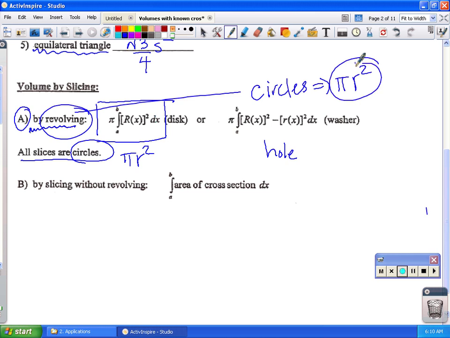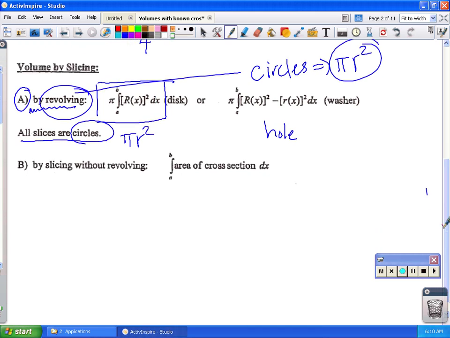The new idea is that instead of revolving an object, we're going to be given an object that possesses volume, a three-dimensional object, and we're basically going to slice it. I'll probably start talking about these problems as a cake, and you'll see that in a few minutes, that we have a cake sitting on a plate.